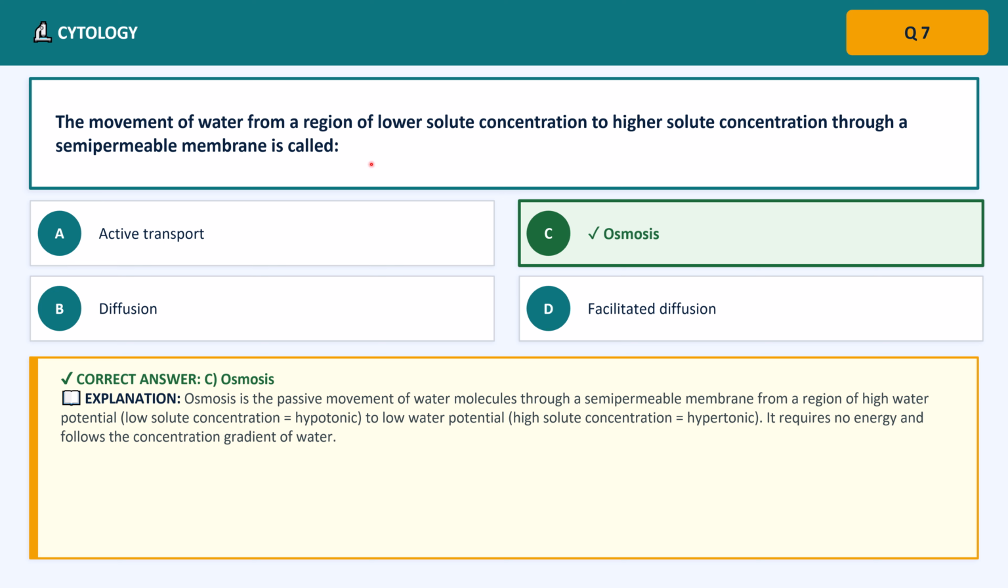Question 7. The movement of water from a region of lower solute concentration to higher solute concentration through a semi-permeable membrane is called, option C, osmosis. Explanation: osmosis is the passive movement of water molecules through a semi-permeable membrane from a region of high water potential, low solute concentration, which is hypotonic, to low water potential. High solute concentration is hypertonic. It requires no energy and follows the concentration gradient of water. Please do not skip the explanation. Through this explanation, you can cover 2 to 3 more MCQs.